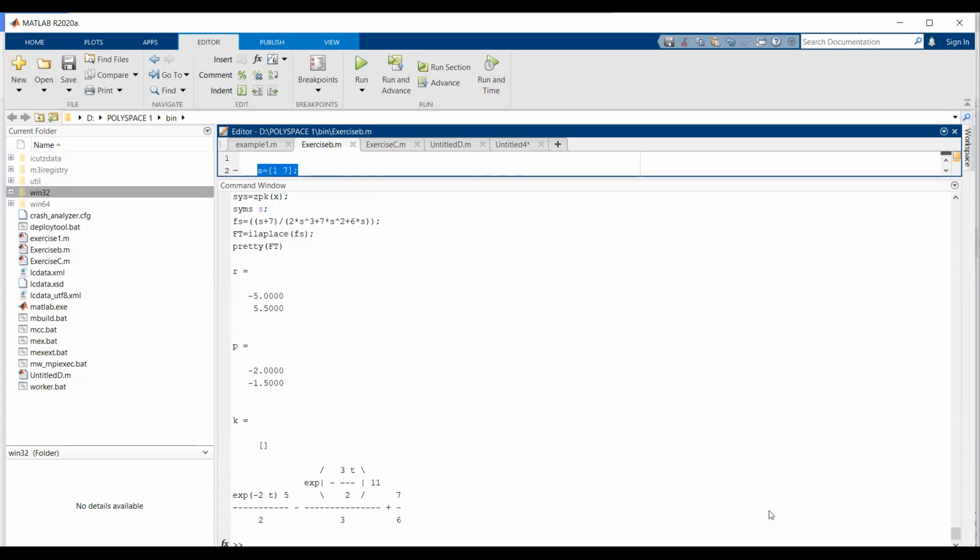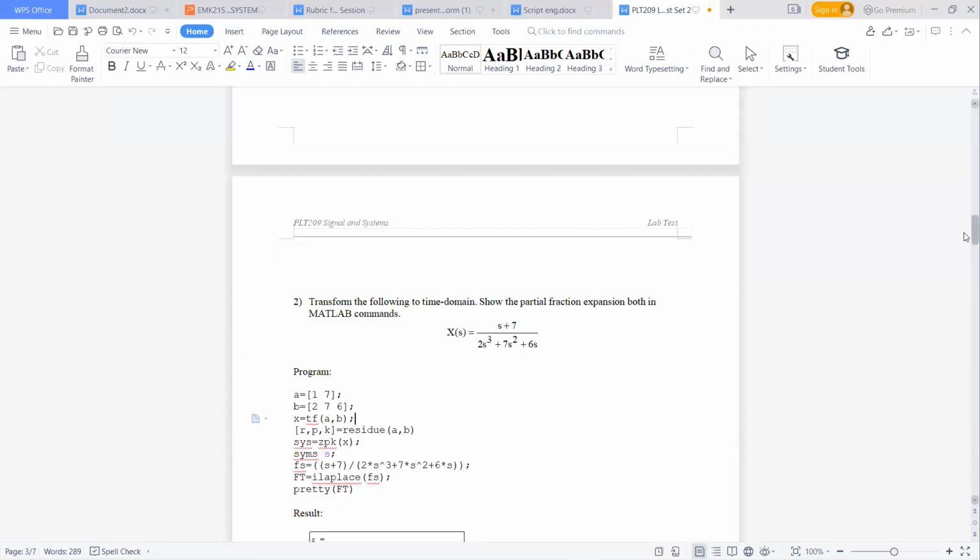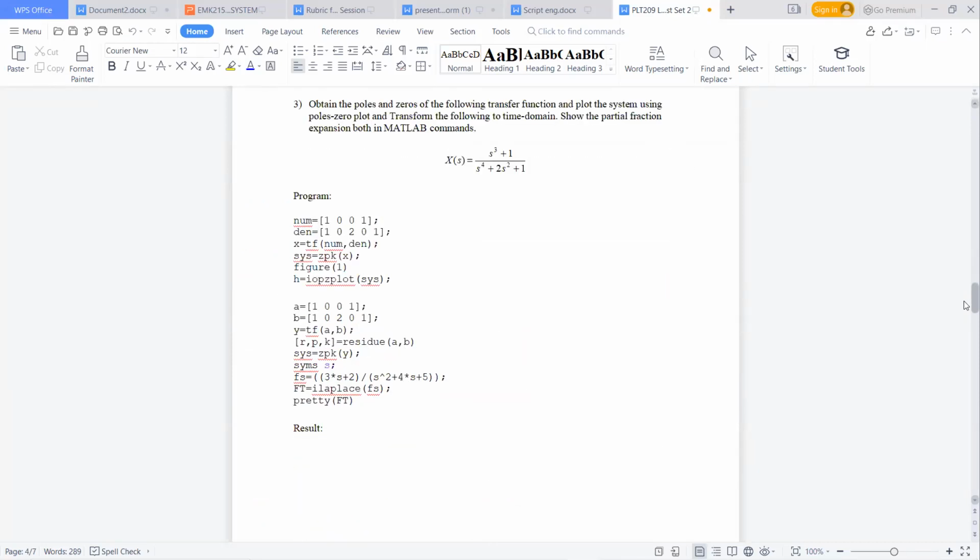So next, for question number 3. It asks us to obtain the poles and zeros of the following transfer function, plot the system using the pole-zero plot, and transform the following to time domain. How do we get it? It is the same as question number 2, only that we are going to do the graph. We are going to plot the pole-zero plot, where the graph will have the zeros and the poles.